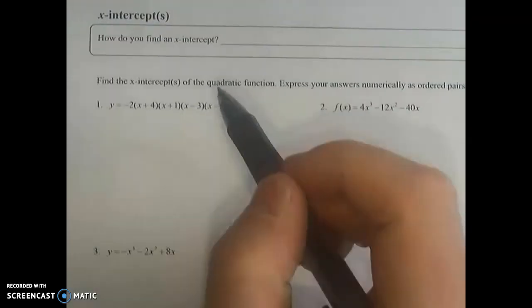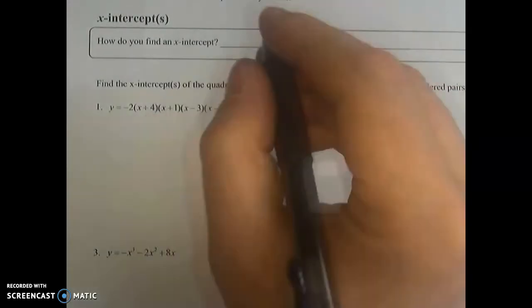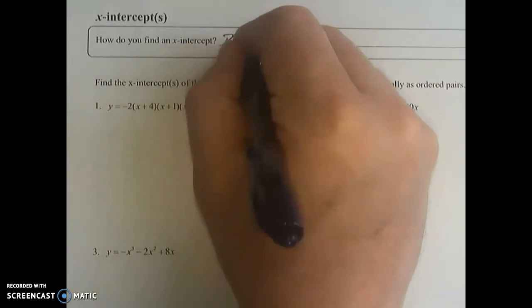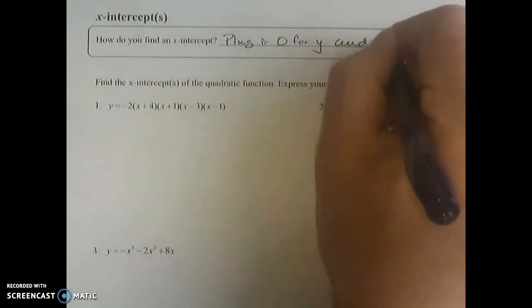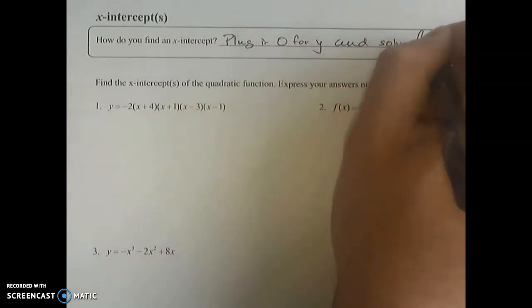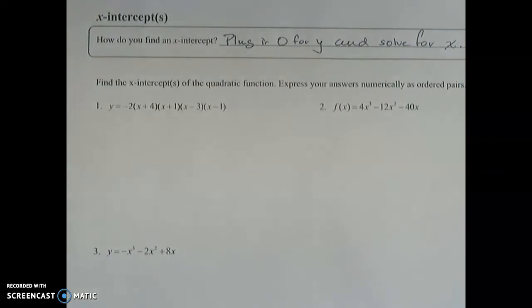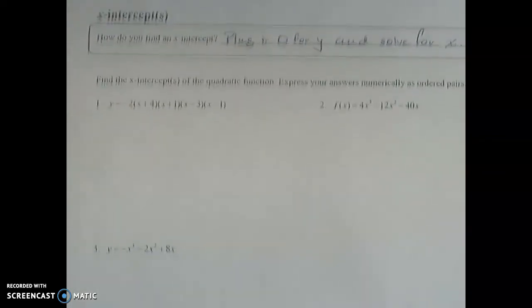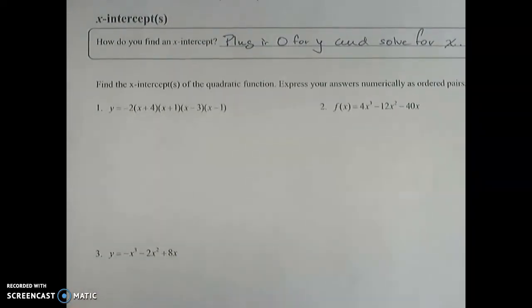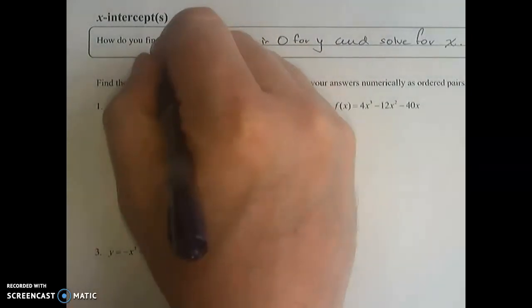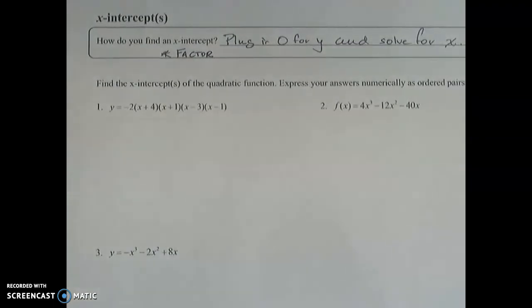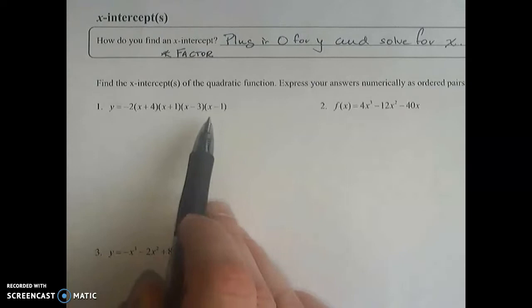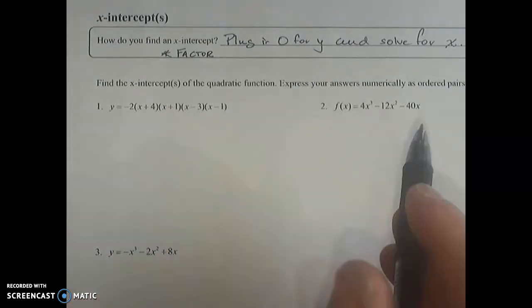So to find an x-intercept, we're going to plug in 0 for y and solve for x. Something that we have talked many times about in previous notes videos and previous units. This could cause us to have to factor. The easiest thing would be if it's already written in factored form. Okay, like number 1 here. Number 1, this is written in factored form. Numbers 2 and 3 are standard form. We're going to have to factor those.